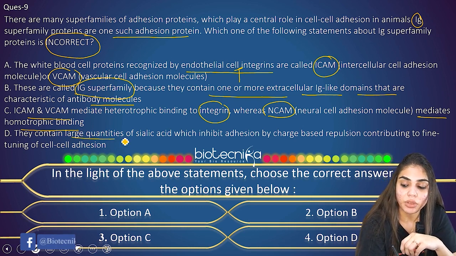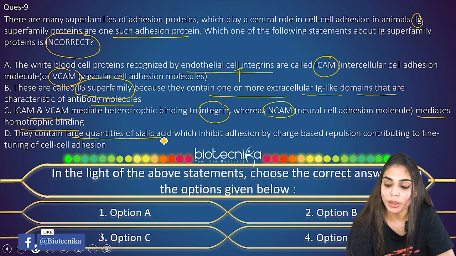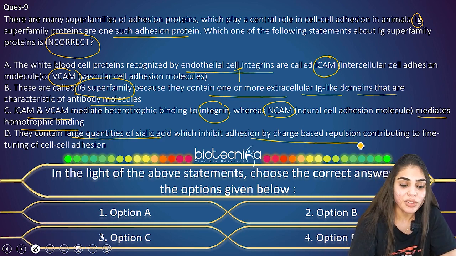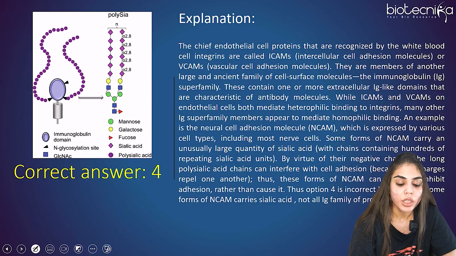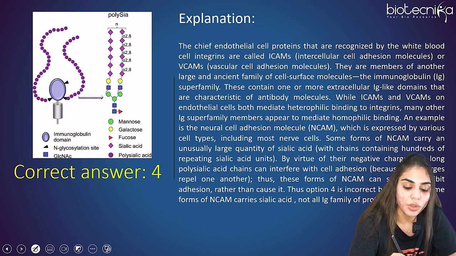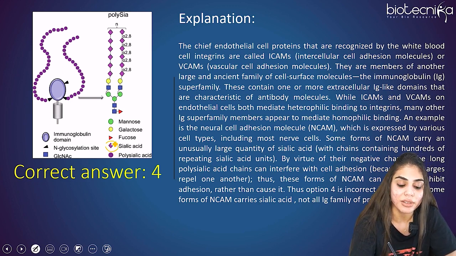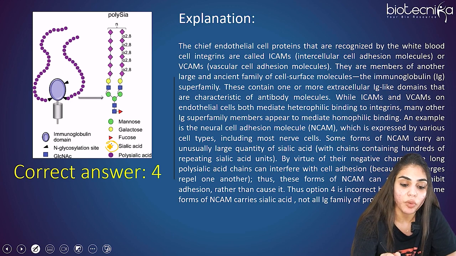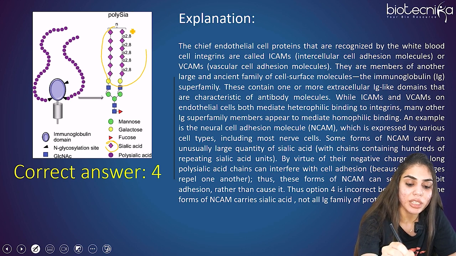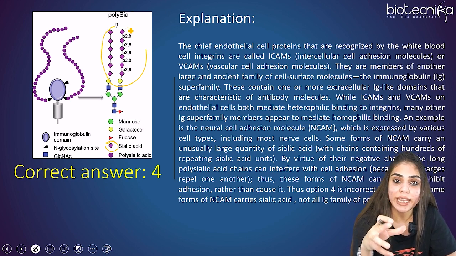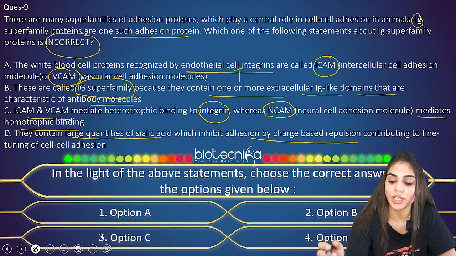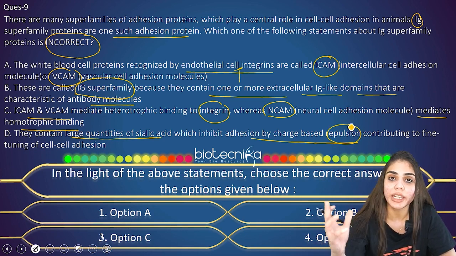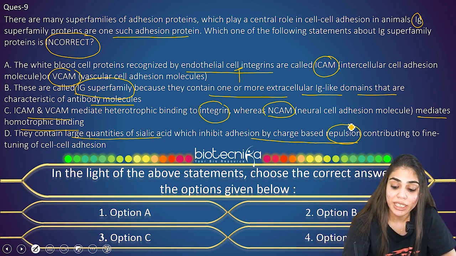They contain a large amount of sialic acid, which inhibits adhesion by charge-based repulsion. Now, if you see the structure of Ig superfamily proteins, ICAM, VCAM, or NCAM, you will see they have sialic acid. The triangle is for sialic acid, the purple one. So sialic acid is present in a large amount in the structure of ICAM, VCAM, and NCAM, and it is negatively charged. More negative charge will cause repulsion, and this negative charge is going to inhibit the adhesion between cells.